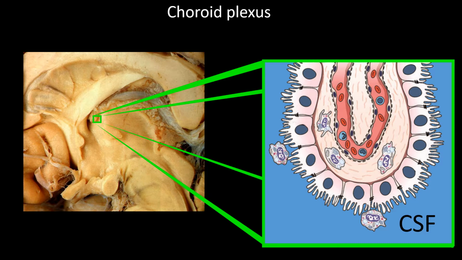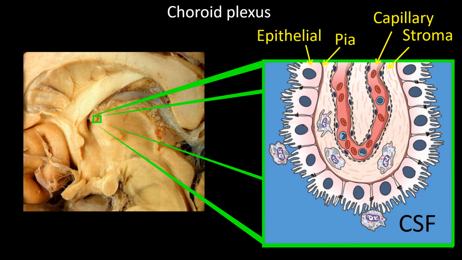The basic components of the choroid plexus are capillaries, stroma, pia, and epithelial cells. Notice that the epithelial cells are joined by tight junctions that block the free flow of substrate from the stroma to the CSF and vice versa.